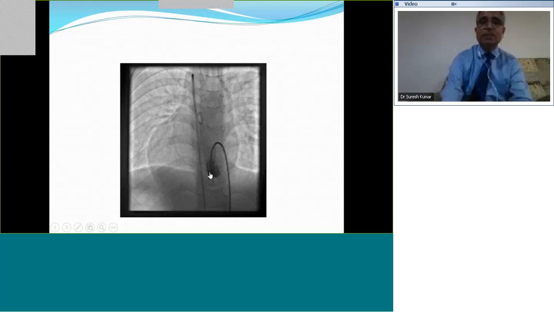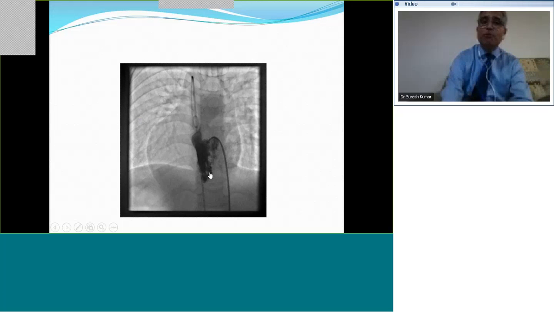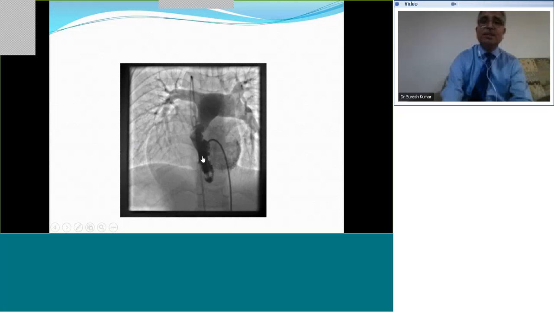Now look at the moving image once again. In addition to the morphologic feature, there is a tiny VSD. That's why the other ventricle is getting opacified.